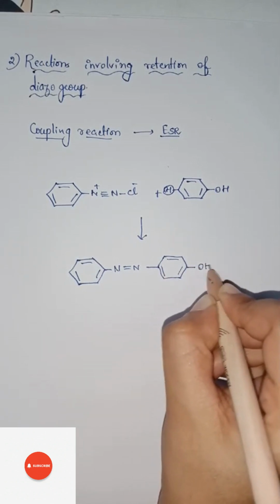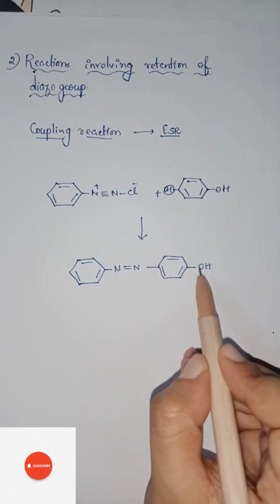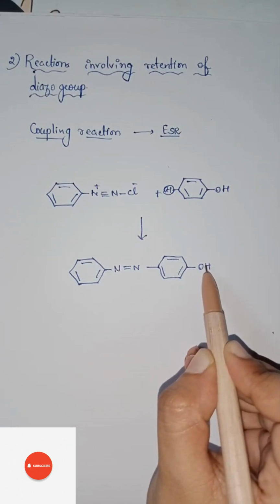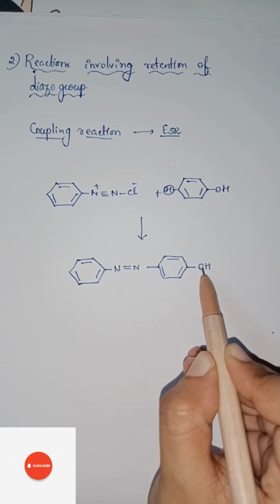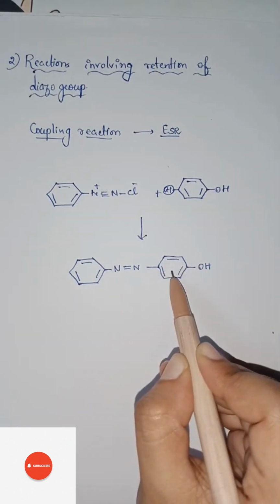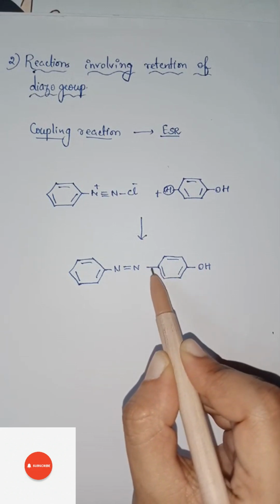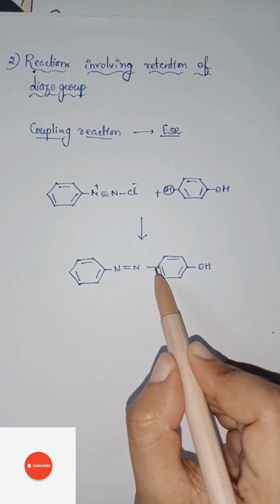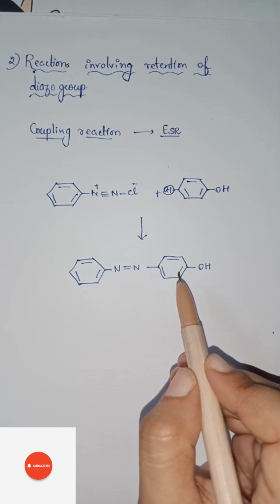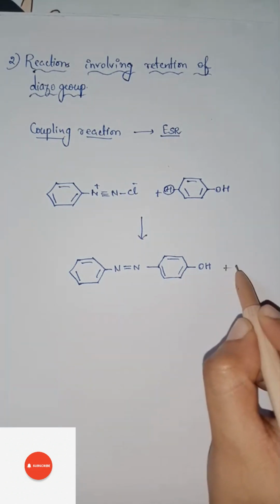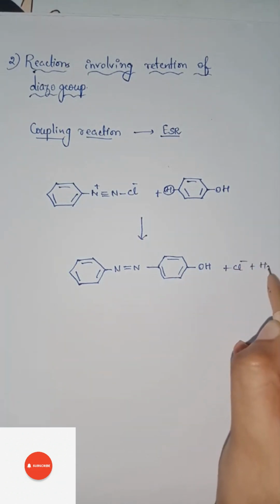So this is our product. You can see the OH is a main group, a functional group. So it will activate the benzene ring towards electrophilic substitution at ortho and para place. Due to the steric factor, para product will be the major product, right? Along with that, we will get Cl minus and H2.